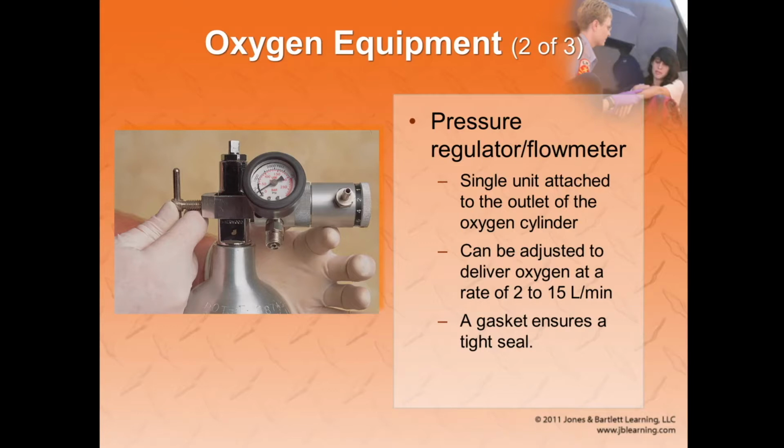If your oxygen cylinder isn't open, if you have to open it yourself, you'll have an oxygen key, or you should have an oxygen key attached to that oxygen, and you only have to open it like not even a full turn. You just have to crack it open. You don't have to open it all the way. Then you would attach whatever avenue you're going to deliver oxygen to.